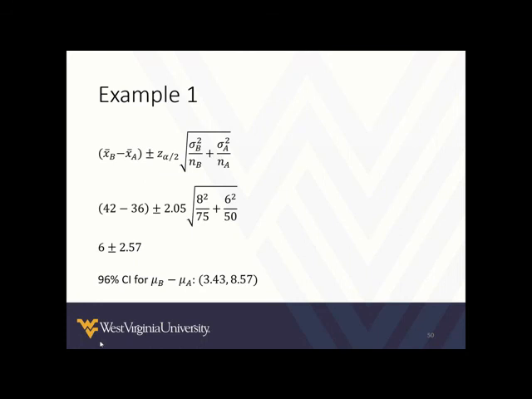And so our sample mean from engine type B was 42. Our sample mean from engine type A was 36. We have our z alpha over 2, 2.05. And then we were also given our sample sizes and our population variances. And so if we plug in, we will get 6 plus or minus 2.57. And so we may establish that the 96% confidence interval for mu B minus mu A is 3.43 to 8.57. Always put the lesser value on the left and the greater value on the right.